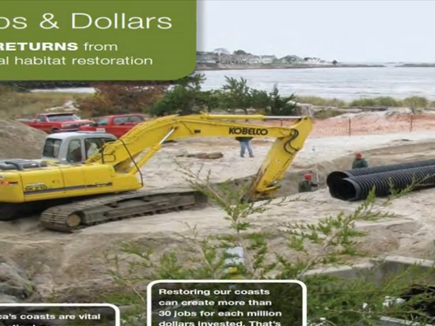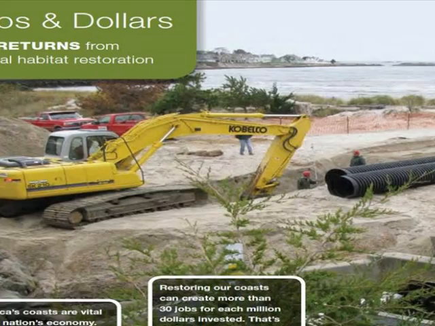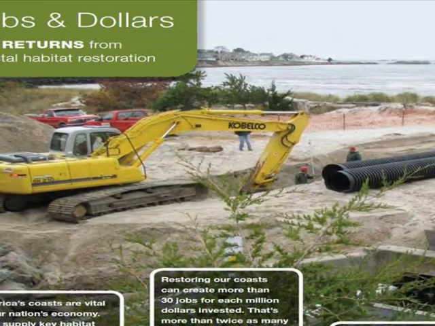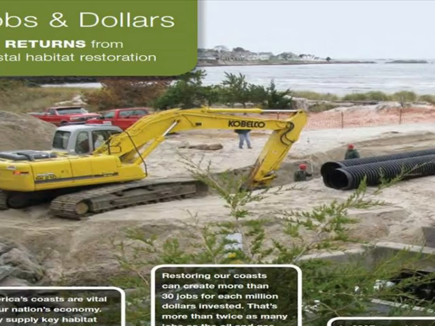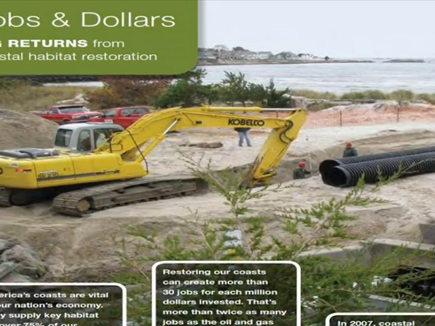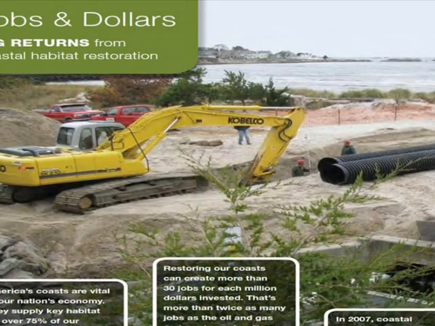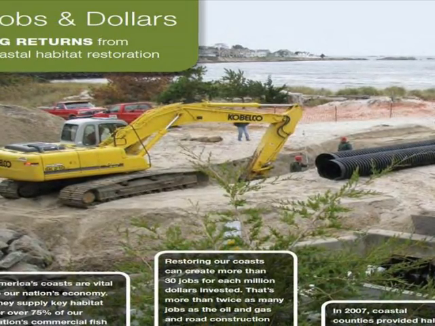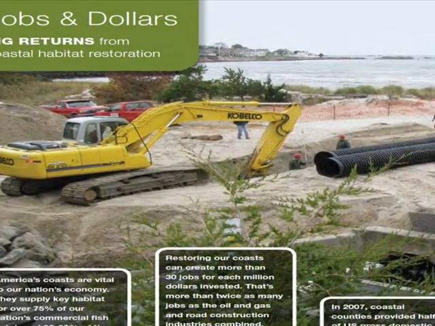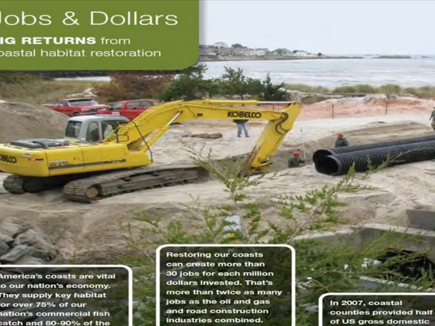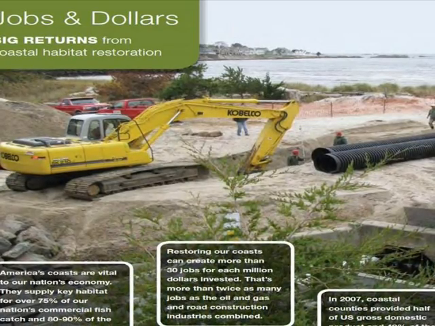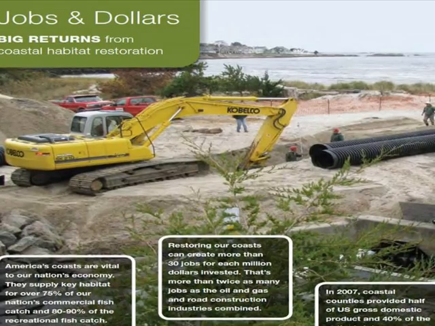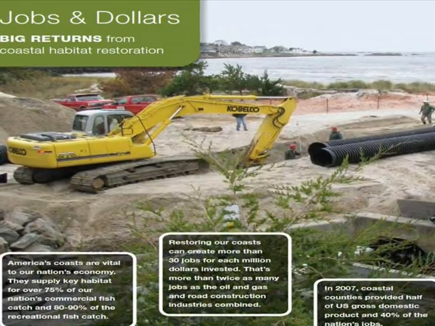Now, this next slide really underscores the importance of areas like salt marshes, coastal ecosystems and estuaries. Our American coasts are a vital part of our nation's economy. They provide over 75% of the total commercial fish catch and 80 to 90% of the recreational fish catch in the U.S. So when we talk about the importance of estuaries, I cannot underscore why they're so important. They also are a mecca for creating jobs. For every $1 million invested, for example, in the Recovery Act starting in 2008, we created more than 30 jobs for each $1 million invested. That was twice as many jobs as were produced in the oil and gas industry and in road construction combined.